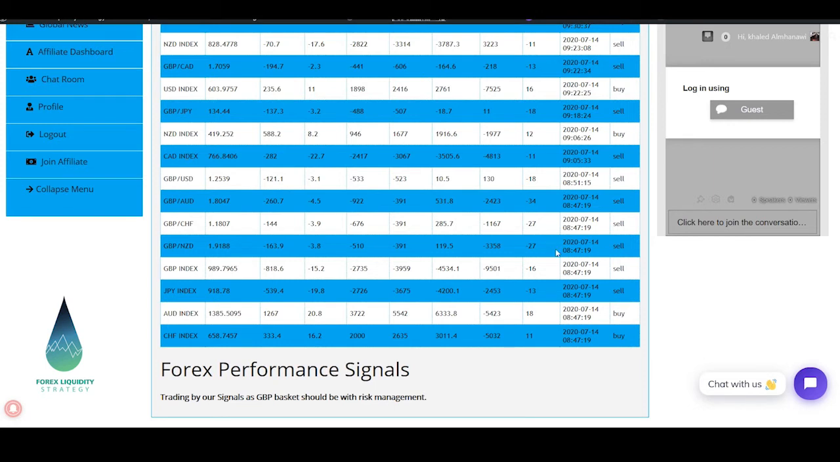I would like to make this video as short as possible so you all can look at it and benefit from it. So let's look at the pound index.